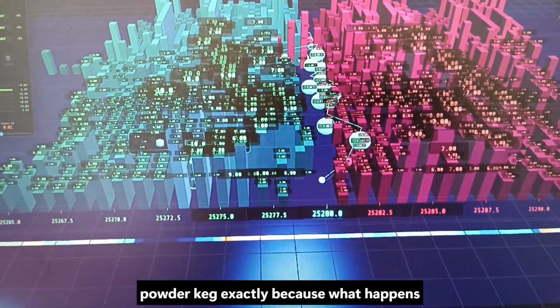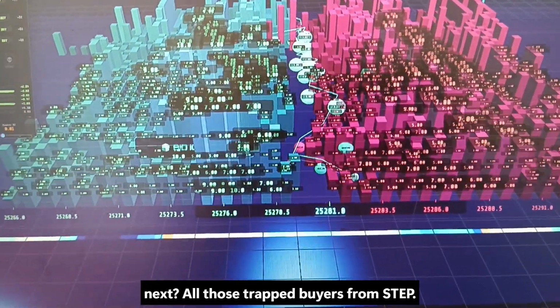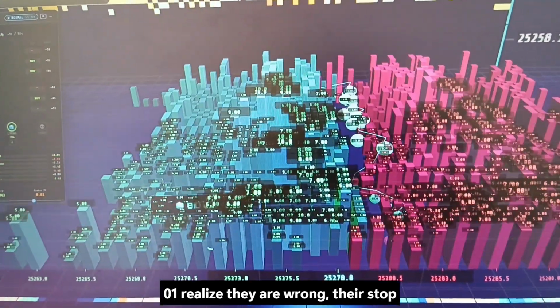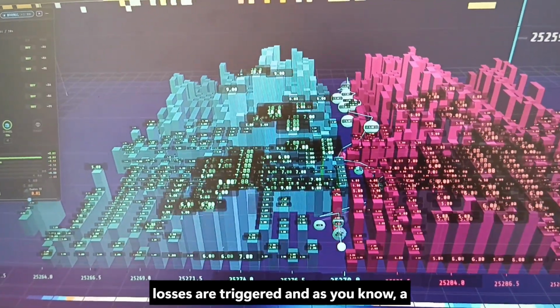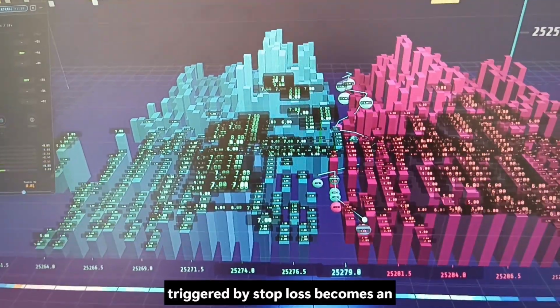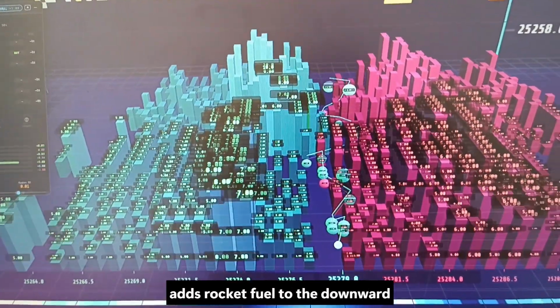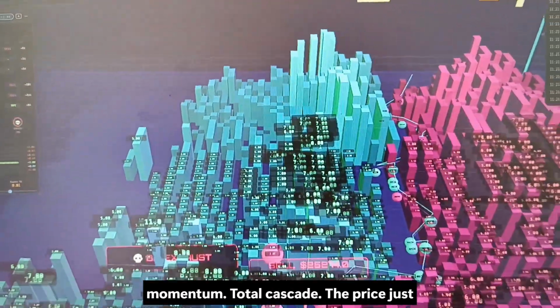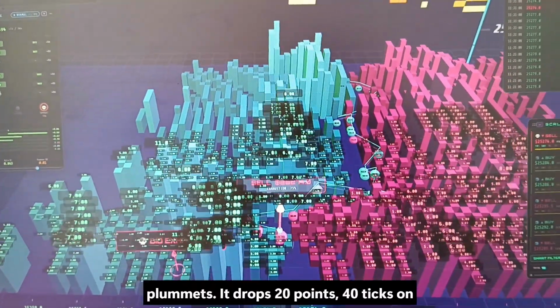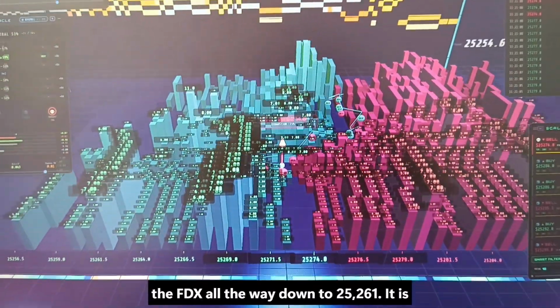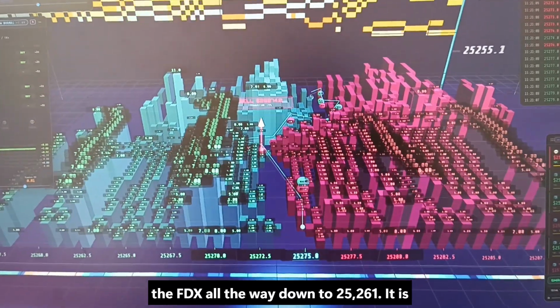Exactly. Because what happens next? All those trapped buyers from step 1 realize they are wrong. Their stop losses are triggered. And, as you know, a triggered buy stop loss becomes an automated market sell order. Which just adds rocket fuel to the downward momentum. Total cascade. The price just plummets. It drops 20 points, 40 ticks on the FDX, all the way down to 25,261. It is a total washout.